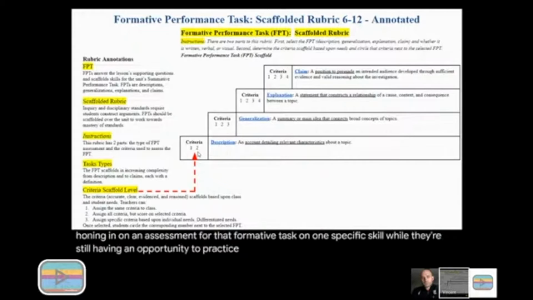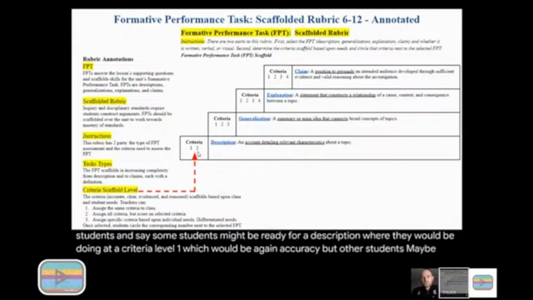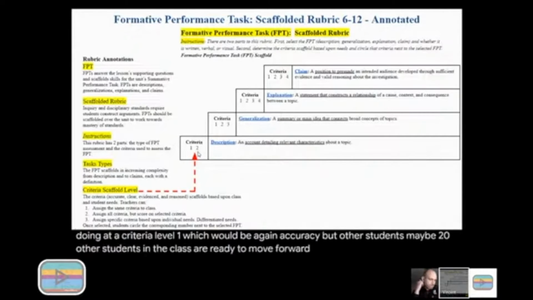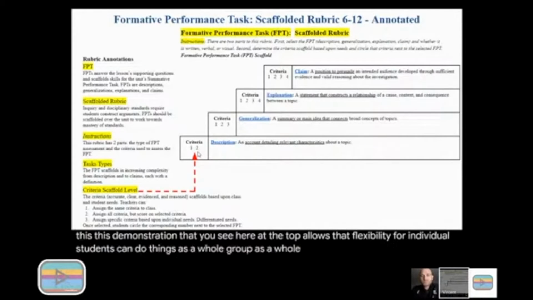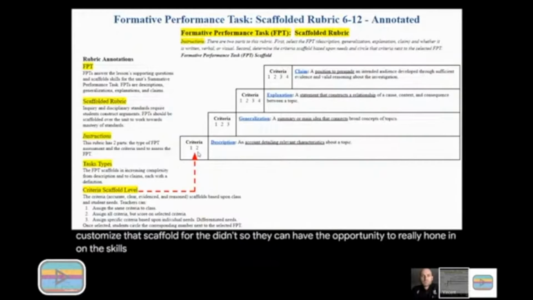But what you can also do is vary this up for students and say some students might be ready for a description where they would be doing it at a criteria level 1, which would be, again, accuracy. But other students, maybe 20 other students in the class, are ready to move forward on being accurate and clear. So this demonstration that you see here at the top allows that flexibility for individual students. They can do things as a whole group, as a whole class, but the teacher can customize that scaffold for the student so they can have the opportunity to really hone in on the skill or the assessment criteria, as we call it, that they would really want to focus on.